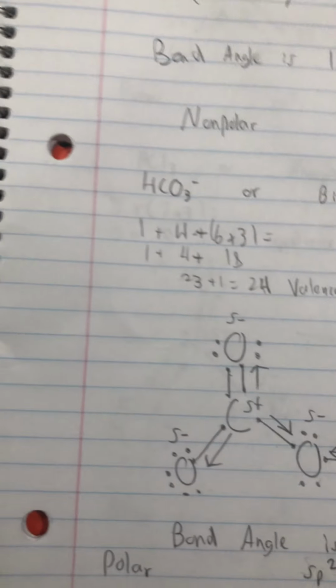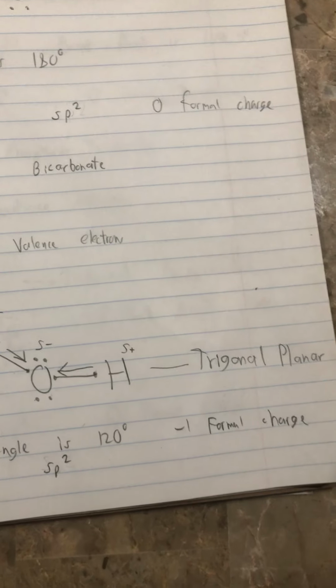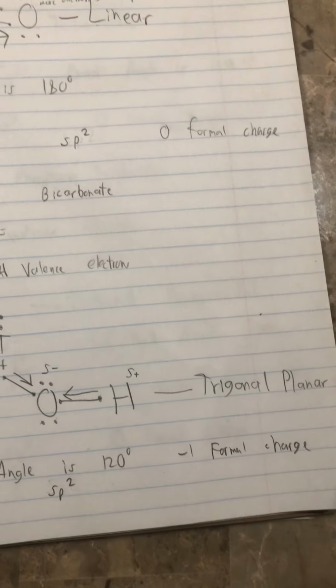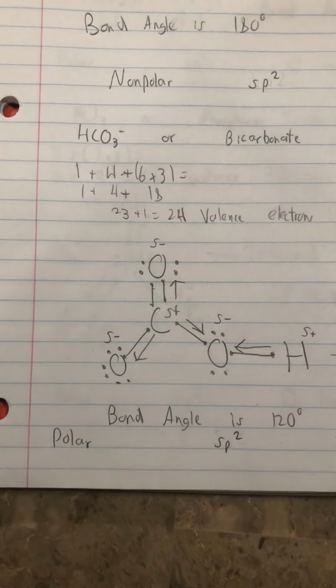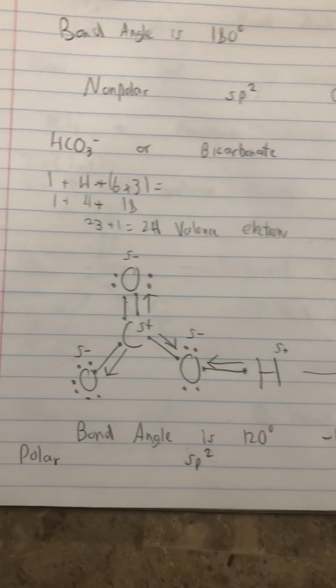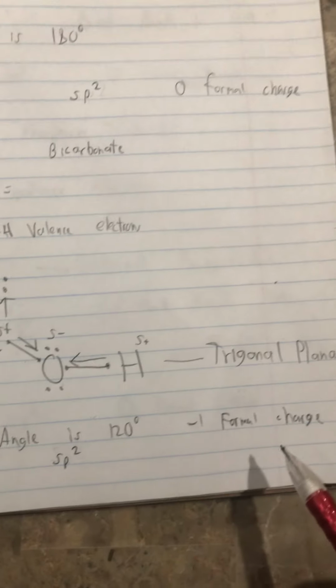The 24 valence electrons. The shape of this was trigonal planar. Sorry for my pronunciation. It is a polar molecule. The bond angle was 120 degrees. The hybridization is sp2, and it had a negative 1 formal charge.